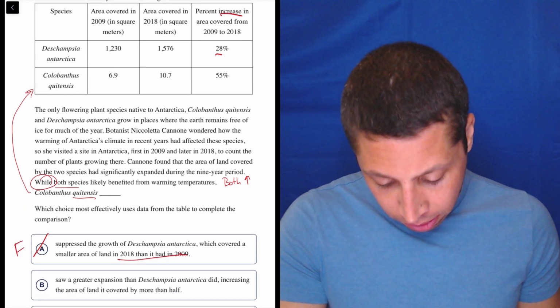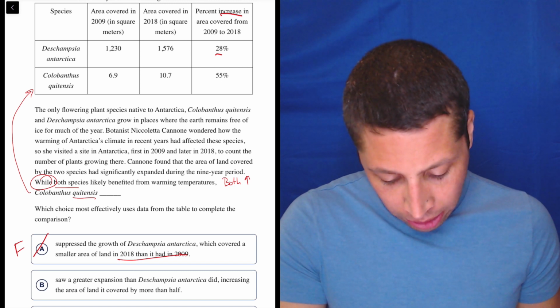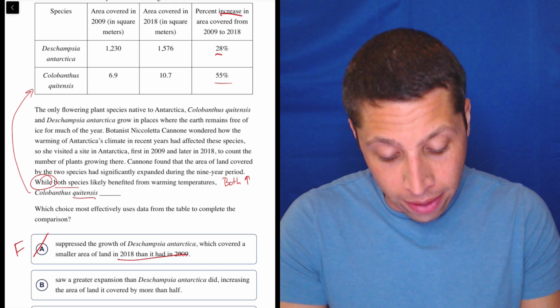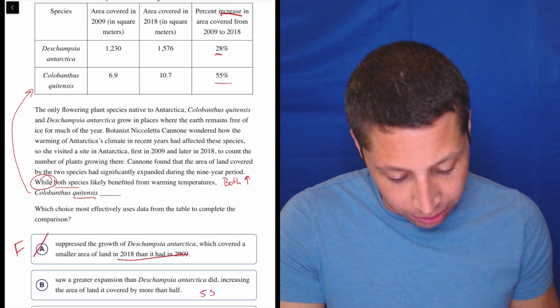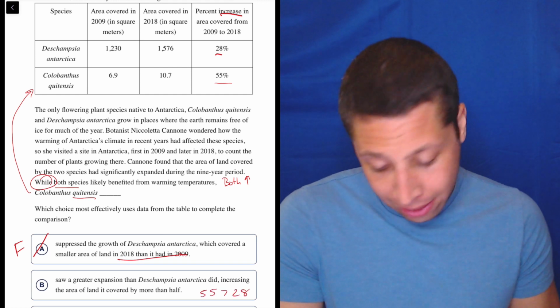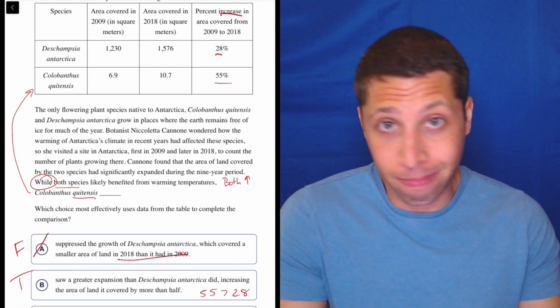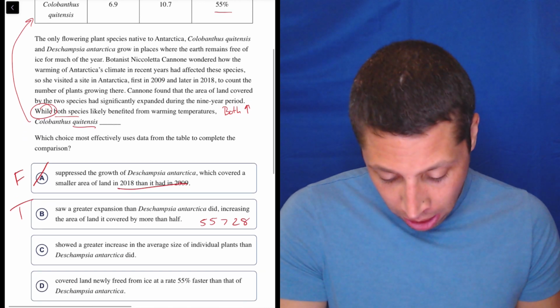The quitensis saw a greater expansion than Deschampsia, increasing the area of land it covered by more than half. Okay, well, 50% is more than half. And then, yeah, it looks like 55 is greater than 28. So that's basically what this comes down to. So that seems true. It seems like a comparison that's true based on the data and fits with this paragraph, right? So, okay, I don't know. Let's look at the others.